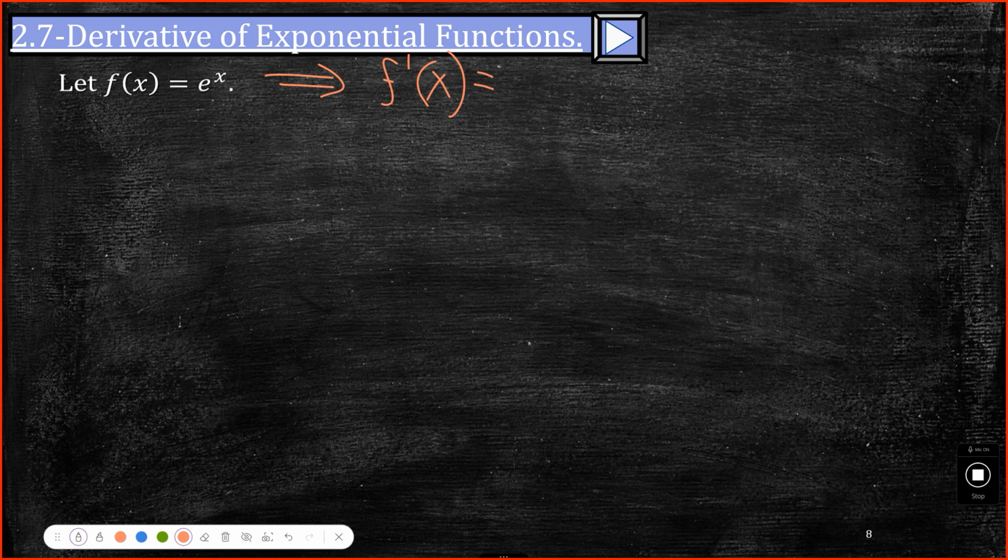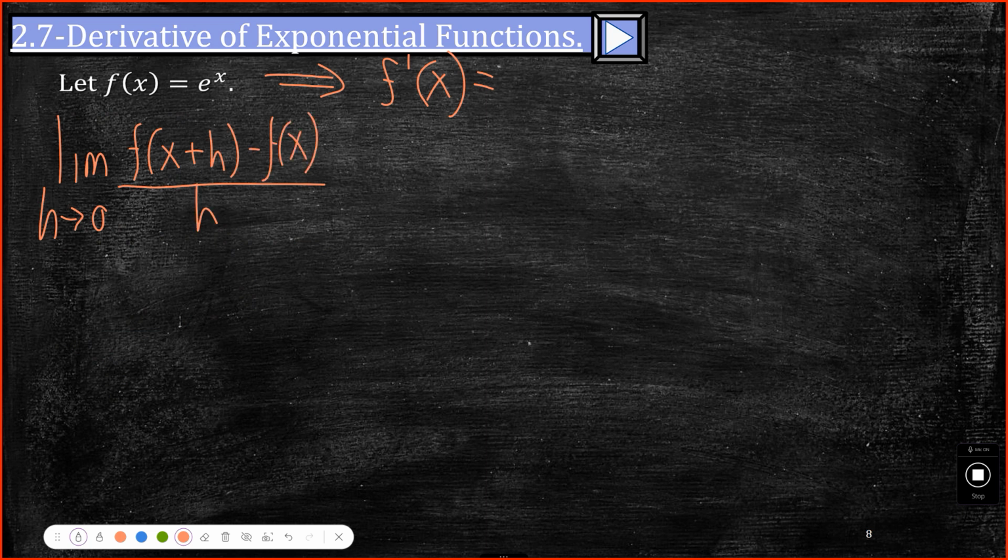Oh, are we going to do this? I'm going to do a proof of this. Are we going to do a proof? Yes, let's do the proof. So let's use the limit as h approaches 0 of f of x plus h minus f of x over h.